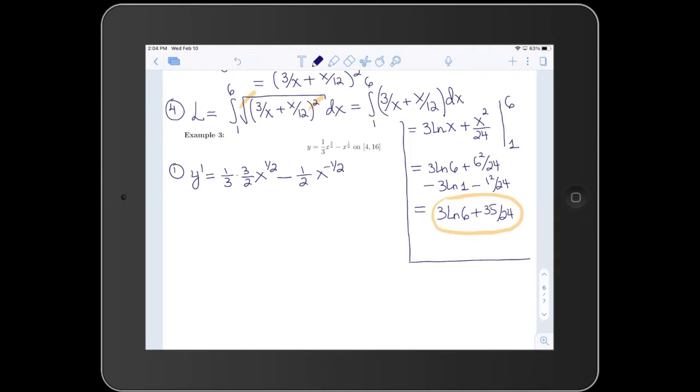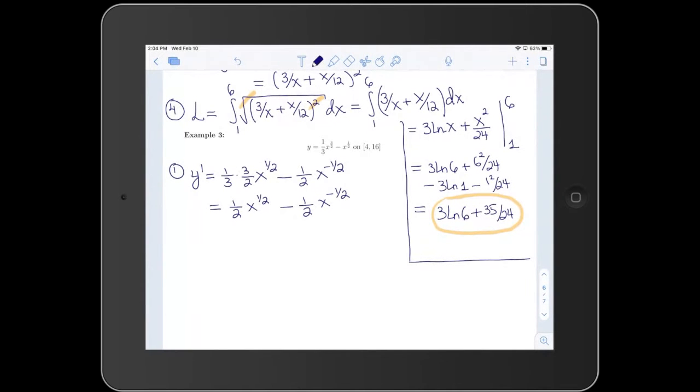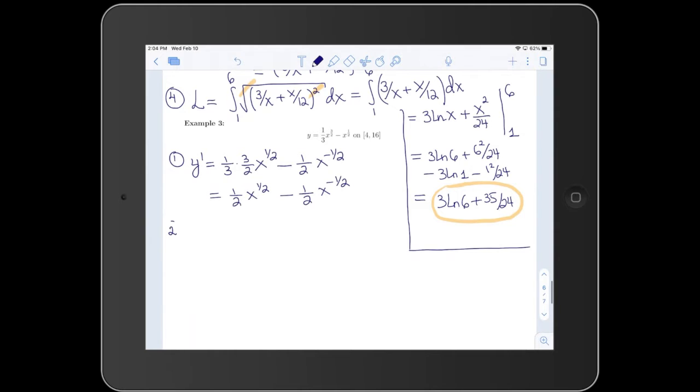And now let me simplify this a little bit. I'm going to get 1/2 x^(1/2) minus 1/2 x^(-1/2). Now you might be wondering if you could use roots for this one. That's fine. I prefer powers, so this is what I feel comfortable with. Okay, that's step number 1.